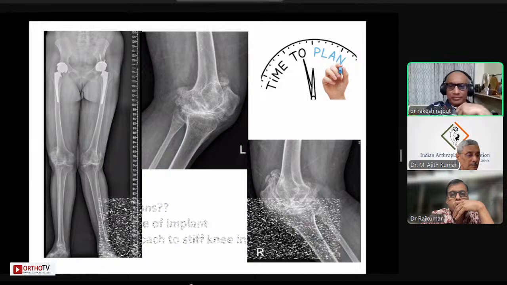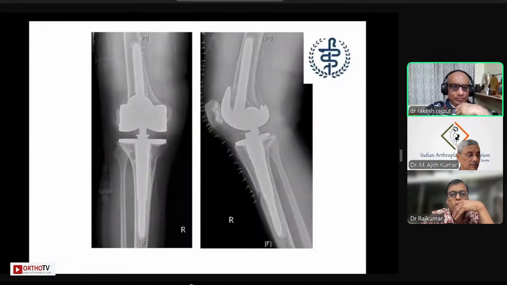Okay, you want to proceed? Yes, sir. So we did a midline incision, median parapatellar approach. We did a quadriceps snip. The patella was adherent to the femur, sir.